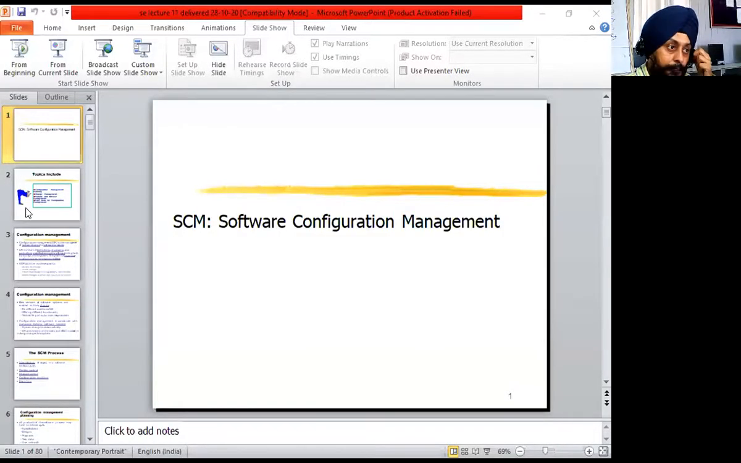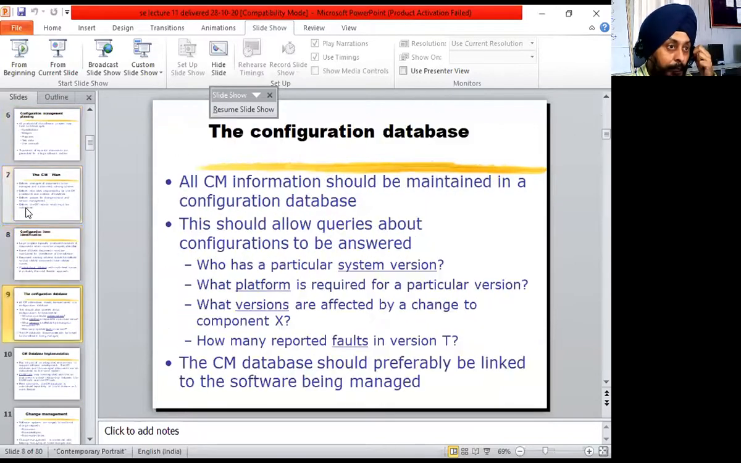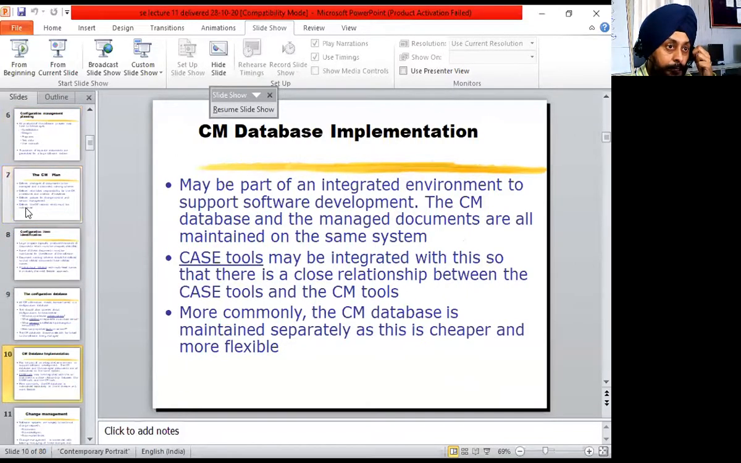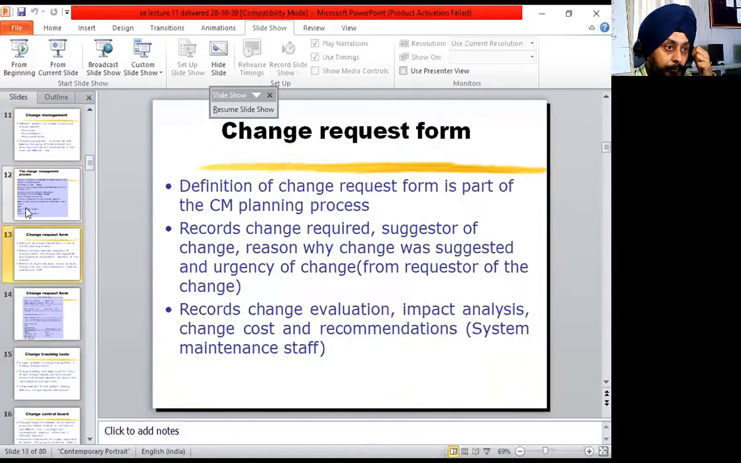Nancy, you unmute yourself. Yes, Ritika. Sir, can you repeat the change management process? There was a diagram of this. Let me share the screen again. You tell me if we stop there. Yes, sir.